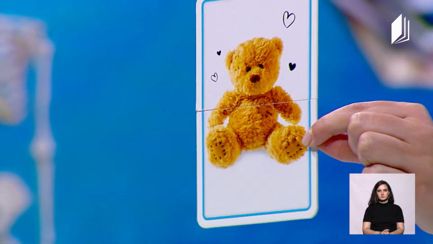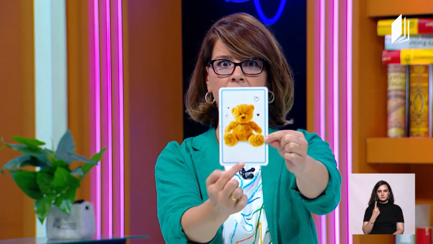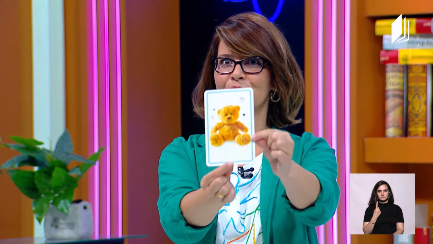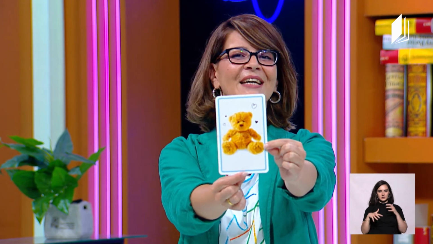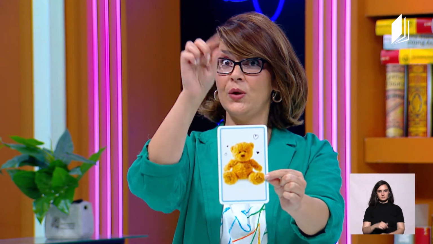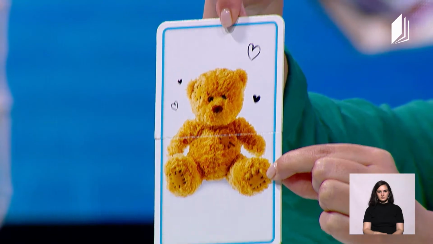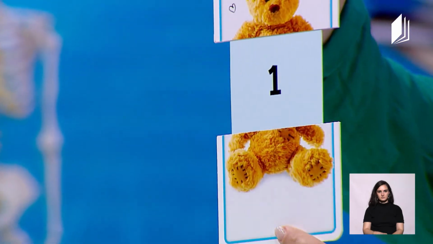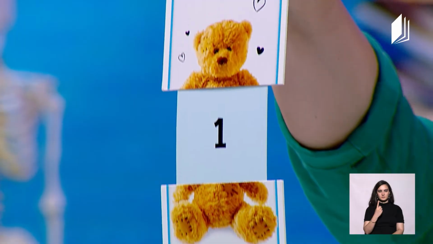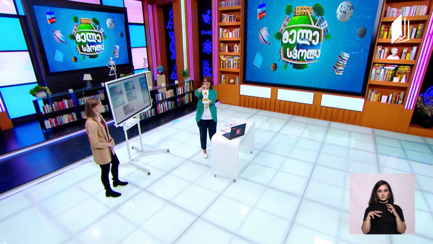Let's count. One. Oh, there is only one teddy bear. Great. So, we will check. One, two, three. One. One teddy bear. Please repeat. Good.